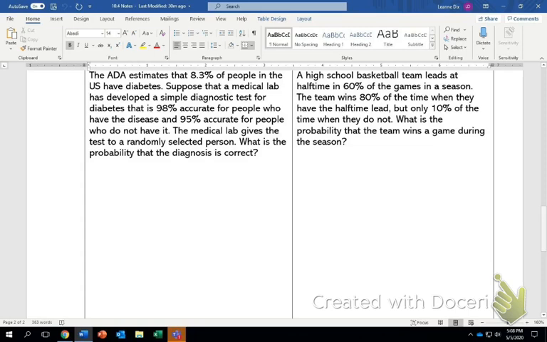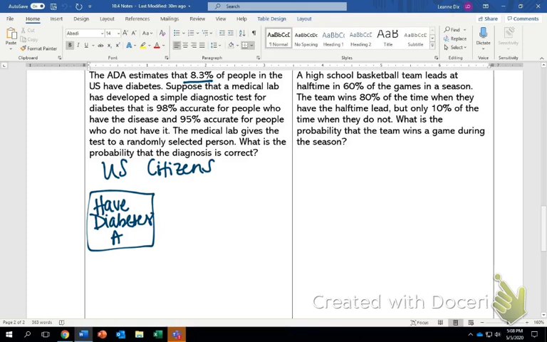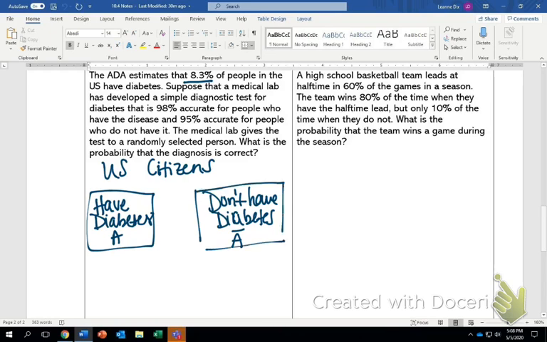So with this one, I'm actually going to create a tree diagram just so that I can keep my information organized. I'm starting off with just U.S. citizens in general. They are saying at the very beginning 8.3% of people in the U.S. have diabetes. So I'll say there are people who have diabetes, and we'll say that this is event A. And there are people who don't have diabetes, and this would be the complement of A, which we learned from 10-1.